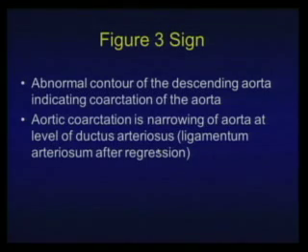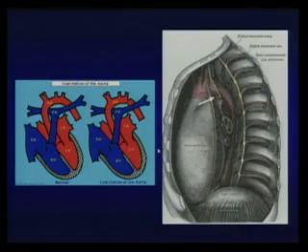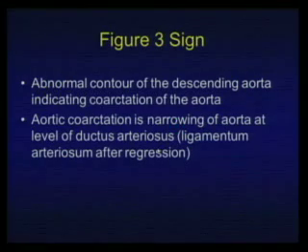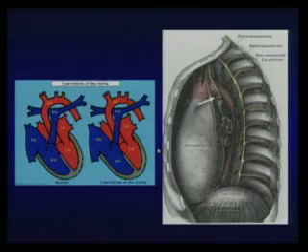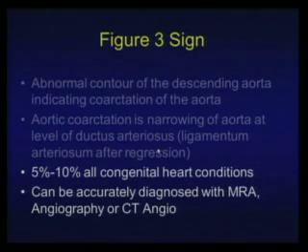We will start with the figure 3 sign, and this sign is seen like an abnormal contour of the descending aorta in the upper portion of the descending aorta, and this abnormal contour is due or secondary to aortic coarctation. And as you know, a coarctation of the aorta is a narrowing of the aorta at the level of the ductus arteriosus that is exactly here. So this is the area of the aorta that you will find the coarctation of the aorta. Immediately distal to the origin of the left subclavian artery.